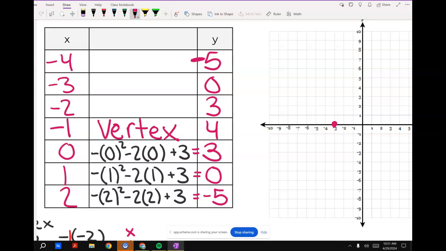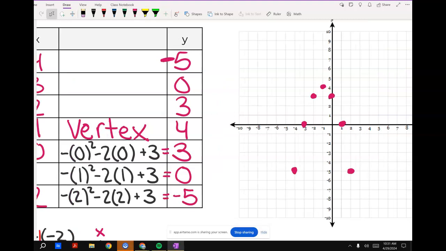So this point has to move to down here. -4, -5. -3, 0, -2, 3, -1, 4. So there we have half of it. Now we mirror our points. 0, 3, 1 and 0, 2 and -5. So this one's opening down because our A term was negative. Just trying to draw a nice line through those.